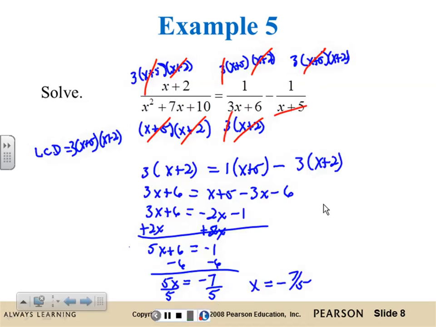Okay, so we have x is equal to negative 7/5. If I plug negative 7/5 in for these, that's not going to go to 0, that's not going to go to 0, and that's not going to go to 0. So that is going to be my answer.